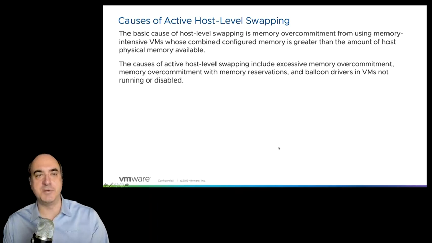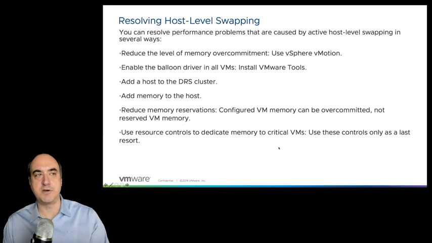So we want to be able to detect this, right? And again, hopefully you catch the warning signs like ballooning and compression first before we get to swapping. Resolving host level swapping is, as always, the simple choice of reducing the load on the system or adding hardware to the system. But reducing load is always easier. It's usually just simply running a vMotion, right? Reduce the level of memory overcommitment, use vMotion.